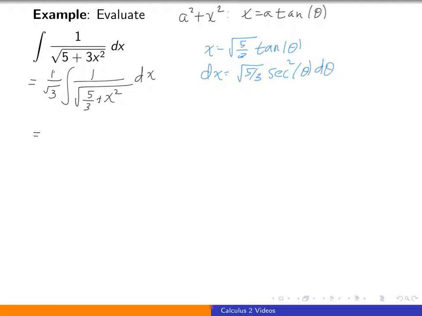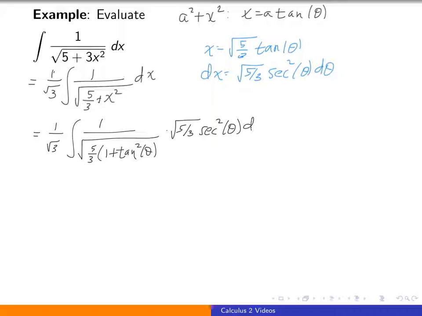So substituting that in, we have 1 over root 3 hanging around outside. Then we have in our integral a square root of 5/3, pulling that out, 1 plus tangent squared, multiplied by dx, which is the square root of 5/3 secant squared theta d theta. Now note, in the denominator, 1 plus tangent squared is secant squared. So when we take the square root, you're going to have the square root of 5/3 canceling the square root of 5/3 in the top. The square root of secant squared is going to be a secant, so that's going to cancel off one of the 2 secants that remain in the numerator. So it actually simplifies quite nicely.